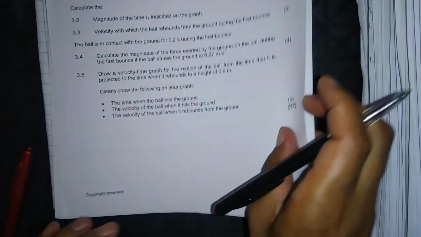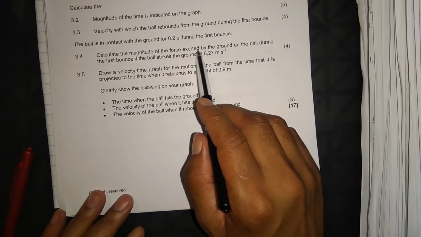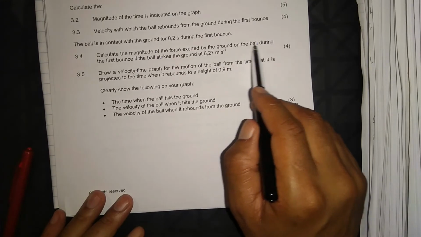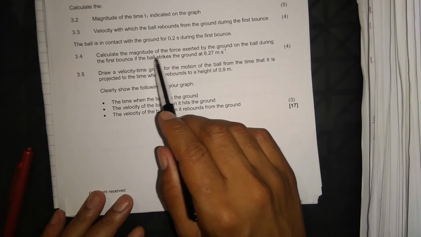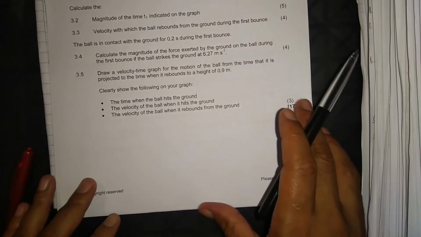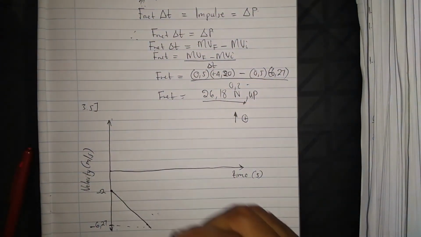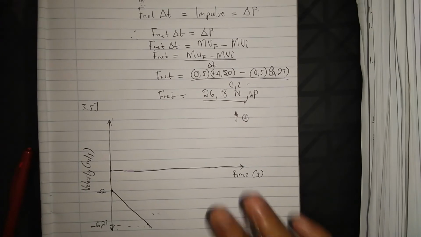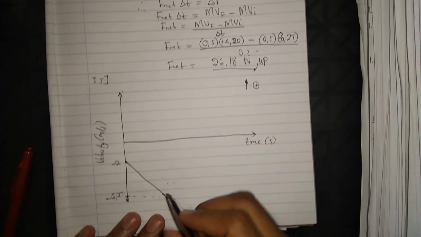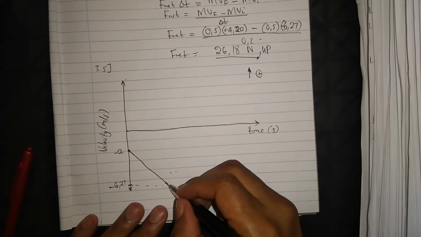6,27. Remember, in question 3.4 they said calculate the magnitude of the force exerted by the ground on the ball during the first bounce if the ball strikes the ground at this velocity, minus 6,27. Why is it negative? Because I chose up as positive. I'm choosing up as positive, so anything downwards will be negative.